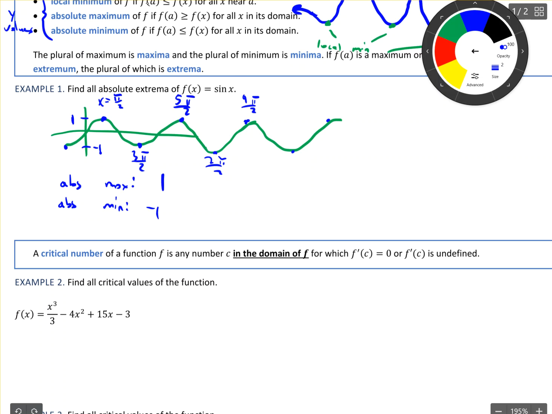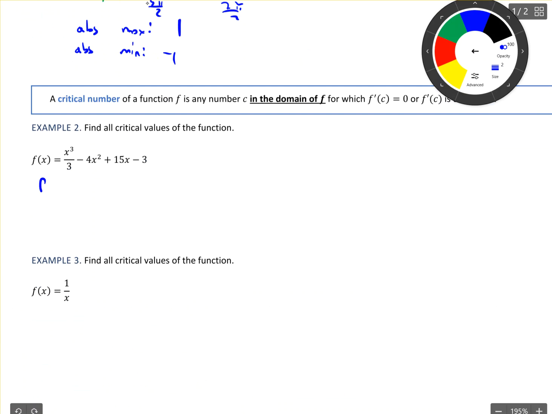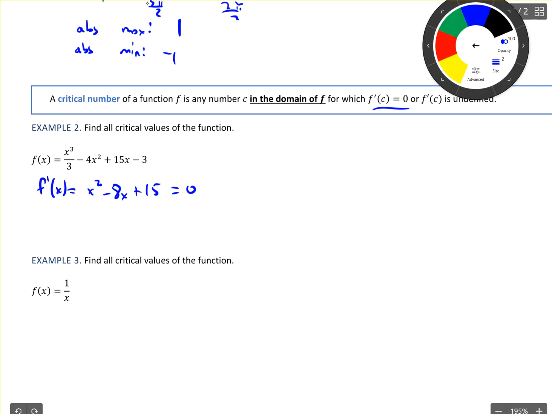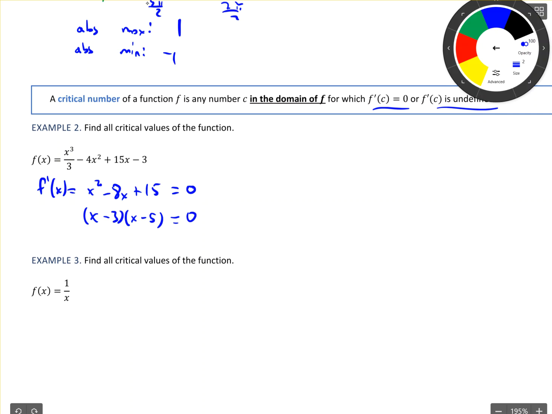So let's find the critical numbers of f here. First things first, we have to find f prime of x, which is x cubed minus 8x plus 15. We set that equal to 0, because we're looking at where it's equal to 0 or undefined. Where is it undefined? This is a polynomial, so it's defined everywhere. That's nothing to worry about. So we just set it equal to 0 and factor, and we notice x minus 3 and x minus 5 will take care of the deal. So my critical numbers are x equals 3 and x equals 5.